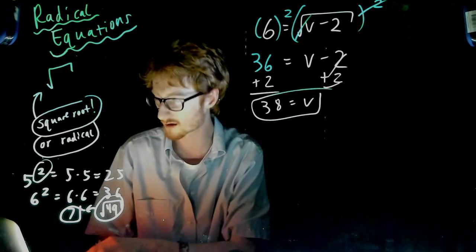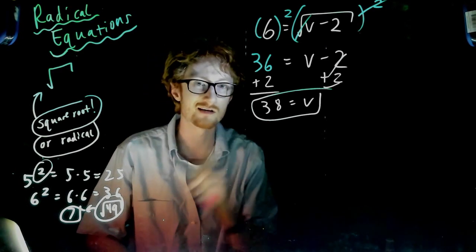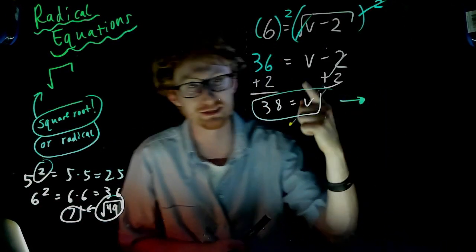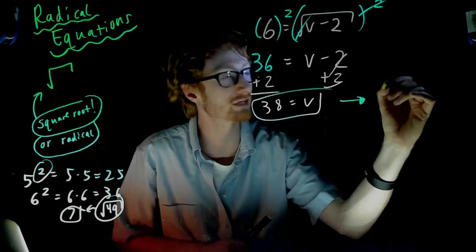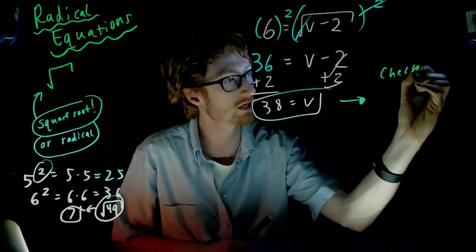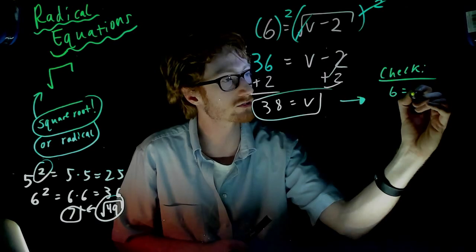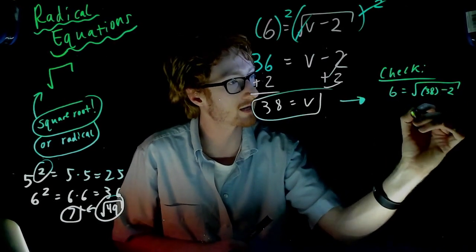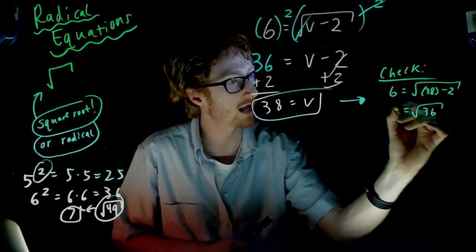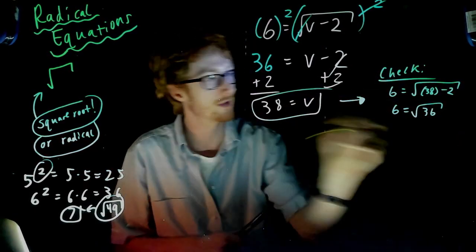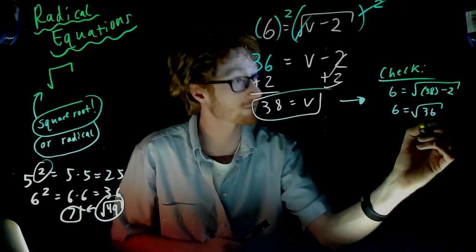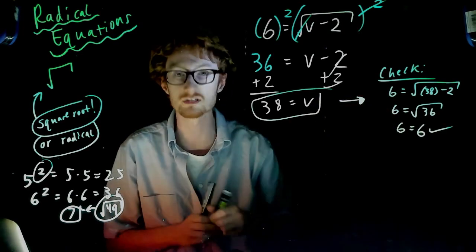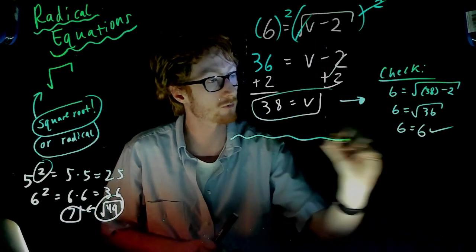Now, we always check our answers too to make sure they work, because sometimes they don't. So I'm going to plug in 38 just to make sure it works. I'm going to check my answer: 6 equals the square root of my v, which is 38, put that in parentheses, take away 2. 38 minus 2 is indeed 36. And the square root of 36, remember we talked about that before. What makes 36 a perfect square? Well, 6 and 6 are indeed the same number. So that means this 38 does indeed work. It's a solution to this square root equation, okay?